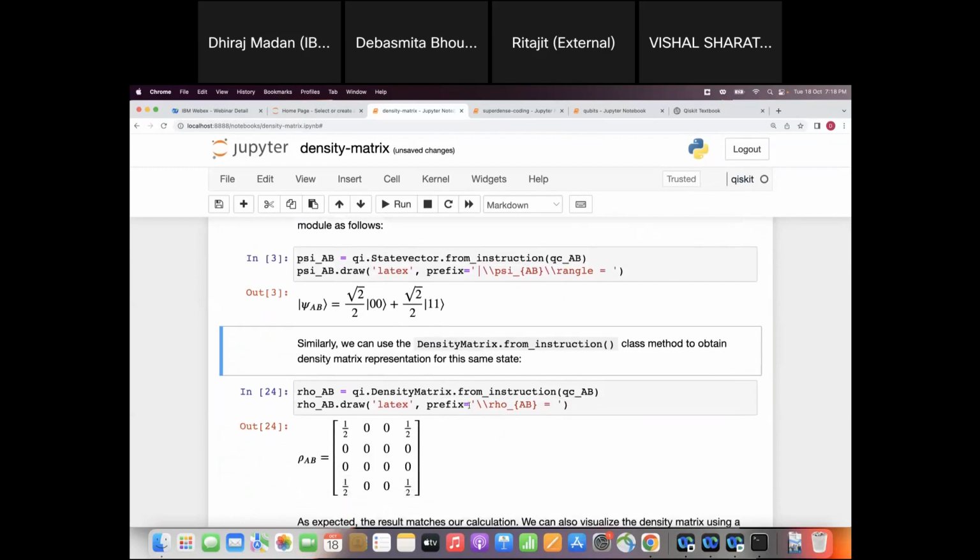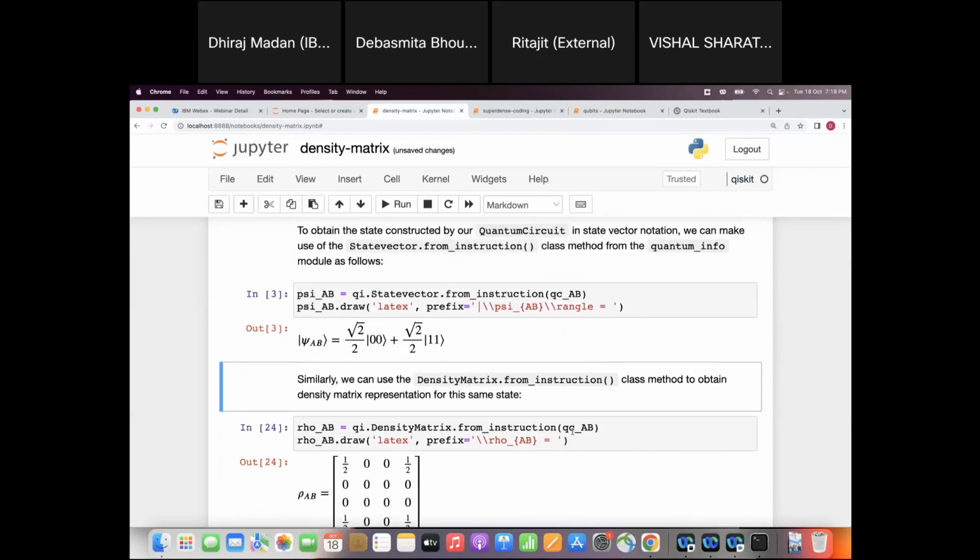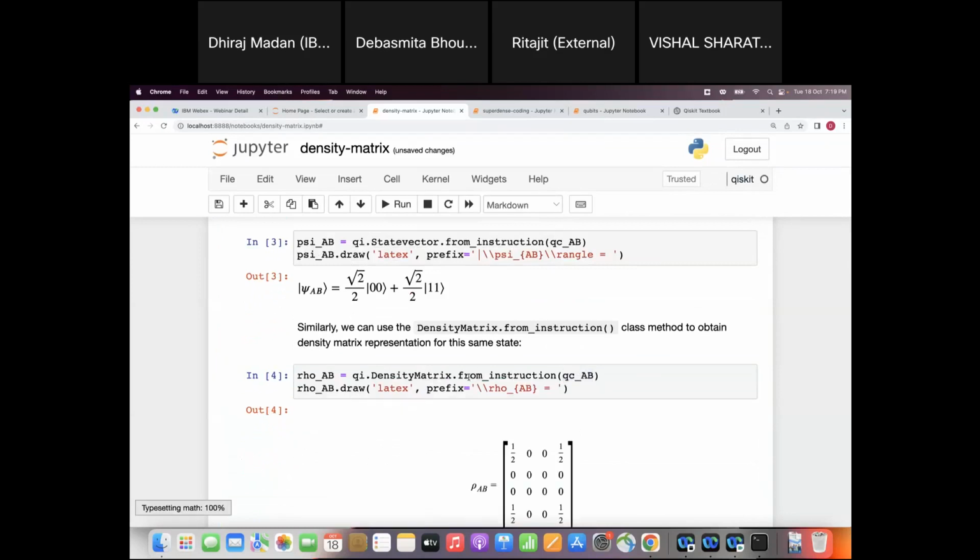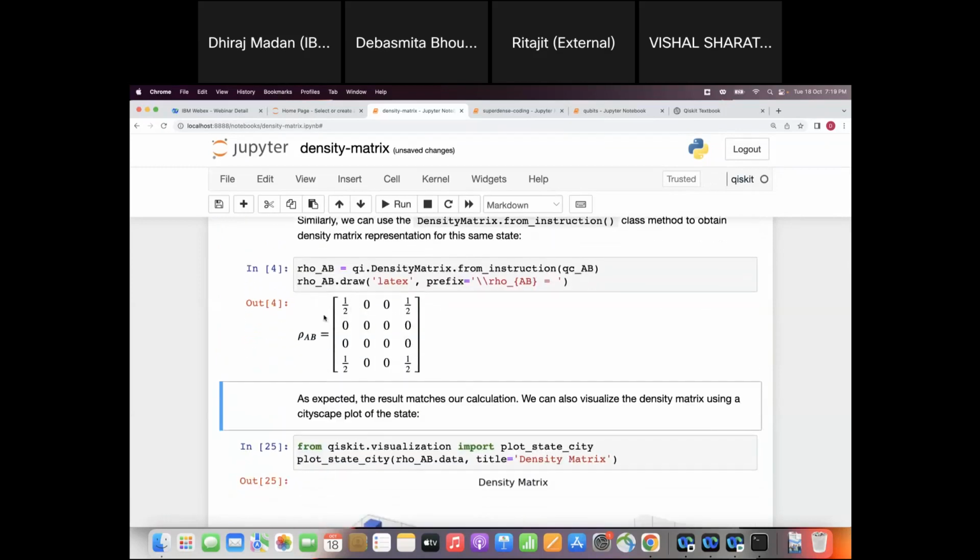And now let's use the same circuit QC underscore AB to compute the density matrix. For that we use this quantum information module. So we use quantum_info.DensityMatrix.from_instruction(QC_AB), where QC_AB is the circuit. And let's see the density matrix we obtain. So this is also what we just computed.